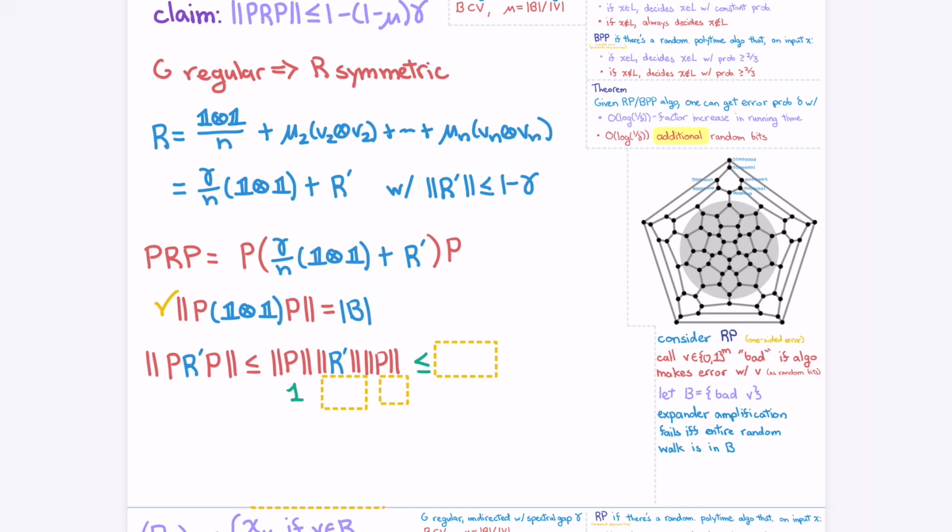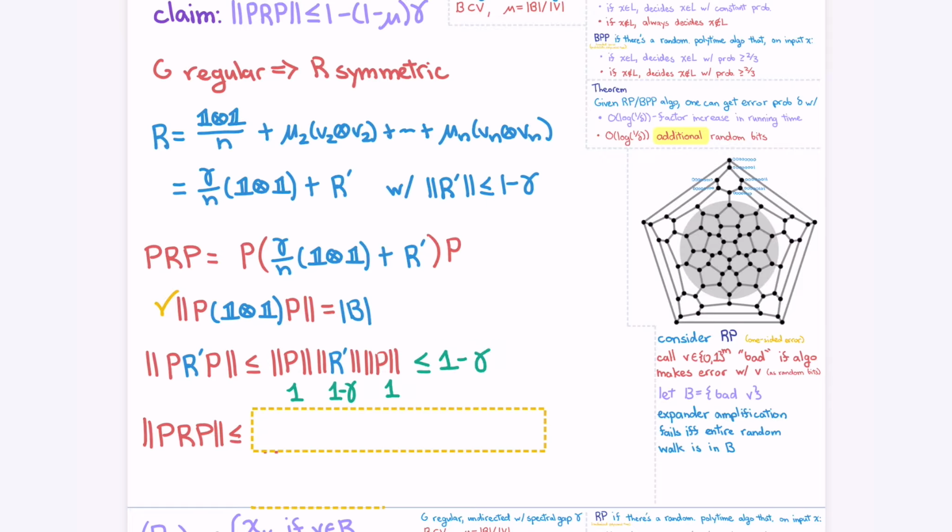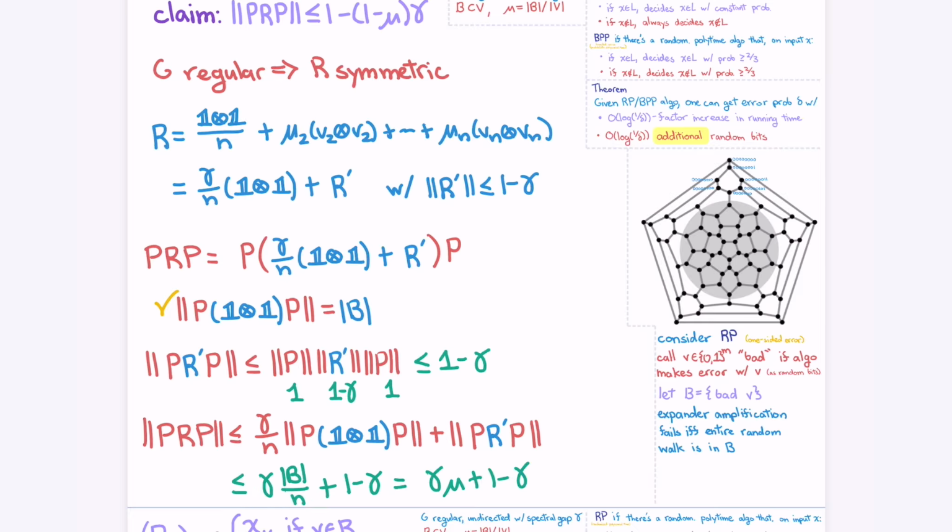What about R prime? Okay, this is the one we shrunk. P is 1 again. So this all comes out to 1 minus gamma. You multiply together. All right, so we put all that together, right? And we split it up like this. Okay, and just plug in, and you get your bound.